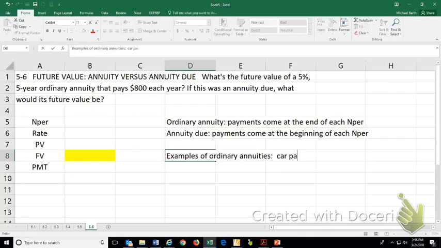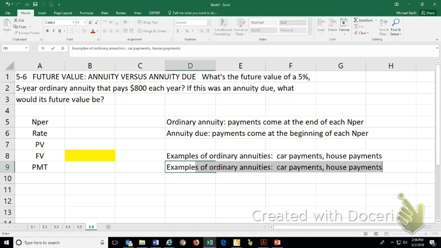Examples of ordinary annuities include car payments and house payments. Examples of annuities due: lease payments on a car is probably the best example I can think of. When you lease a car, you are required to make the initial payment when you actually take possession of the car. You make the first month's payment there because it's rent.